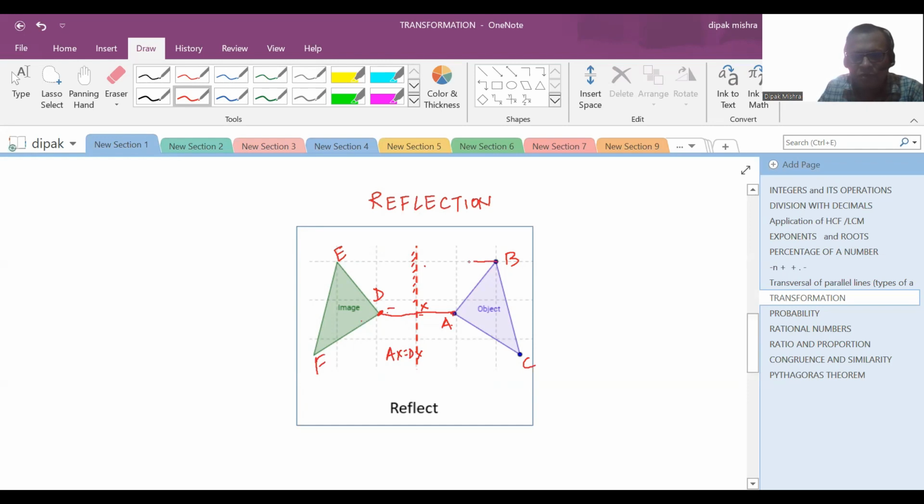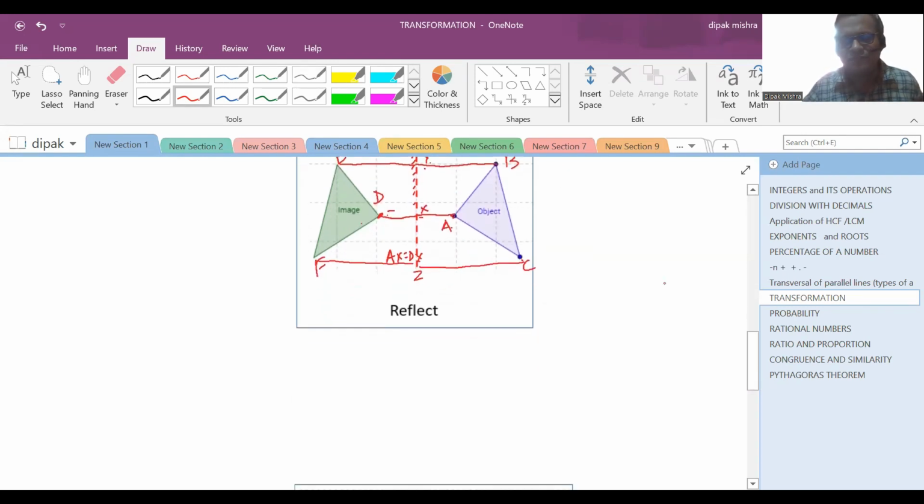If I drop a perpendicular from B to the mirror, and if I drop the perpendicular from E to this mirror, and these perpendiculars meet at Y, we can say BY is equal to EY. And by the same logic, CZ is equal to FZ. If the object and the image formed are at the same distance from a particular line, that line acts as an imaginary mirror, then we call this concept reflection.